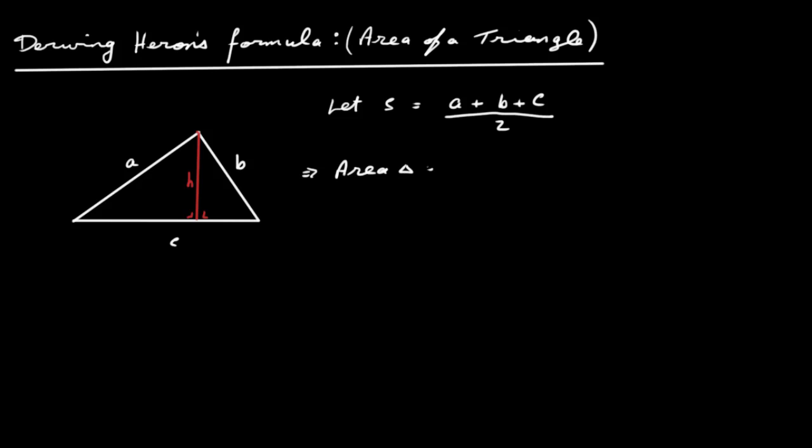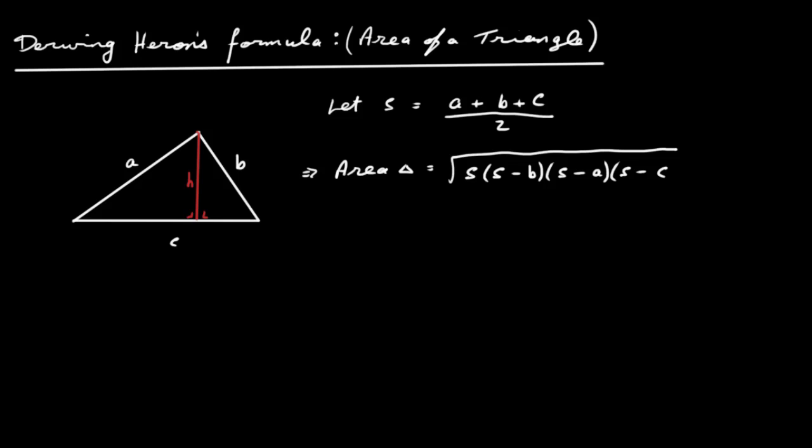The area of our triangle is just going to be equal to the square root of s times (s minus a) times (s minus b) times (s minus c). So this is Heron's formula here. So we're going to derive this.